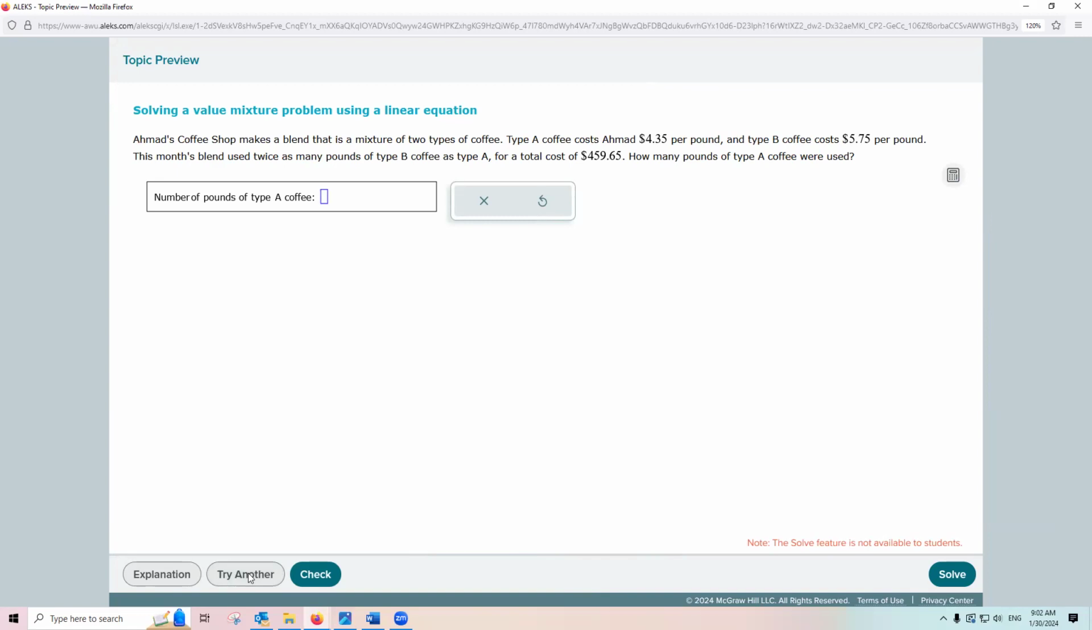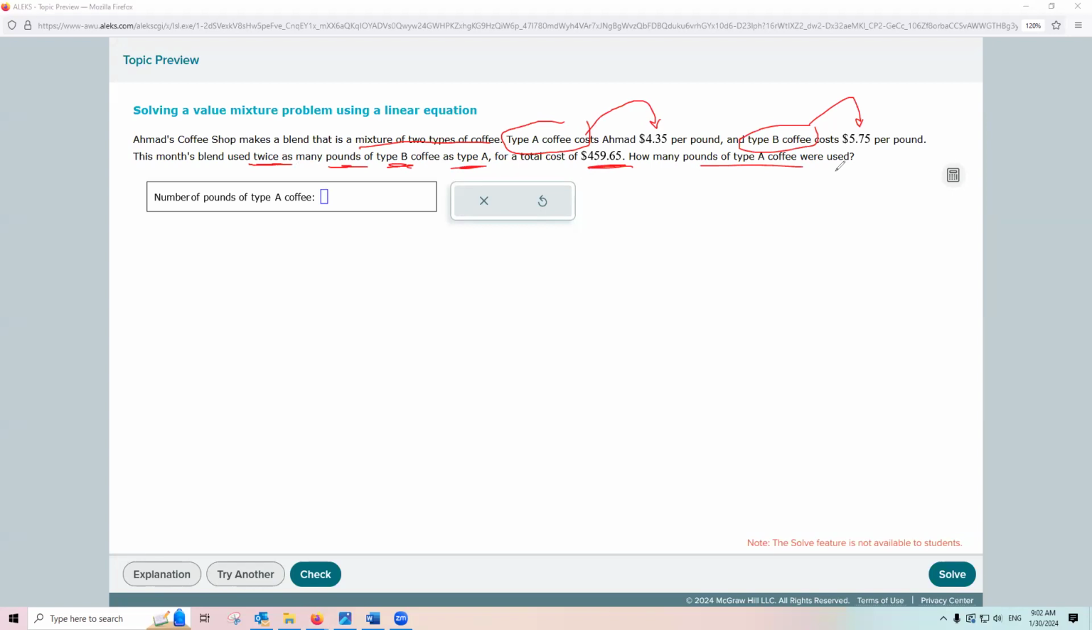All right. It says here there's a coffee shop that makes a blend of two types of coffee. There's type A coffee that costs $4.35 a pound. Type B coffee costs $5.75 a pound. This month they used twice as many type B as type A. The total cost was $459. How many pounds of type A coffee were used?